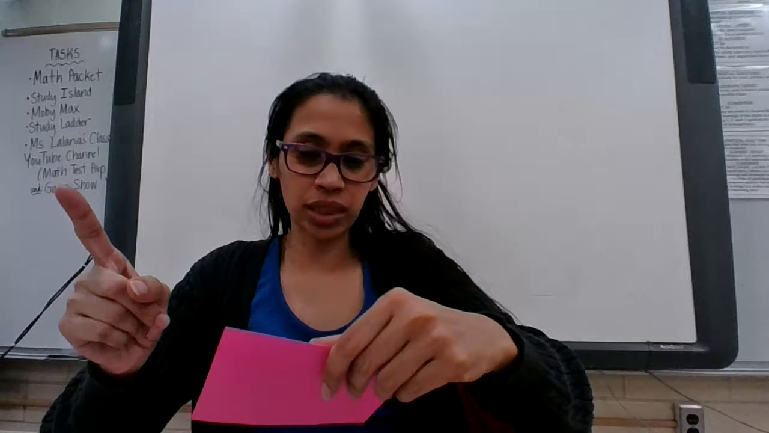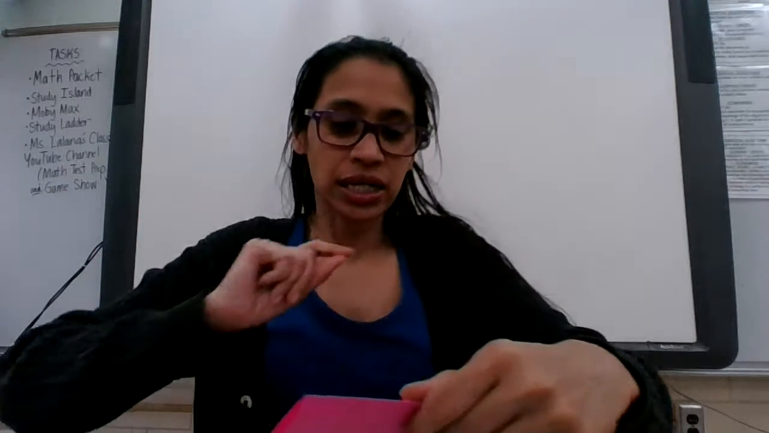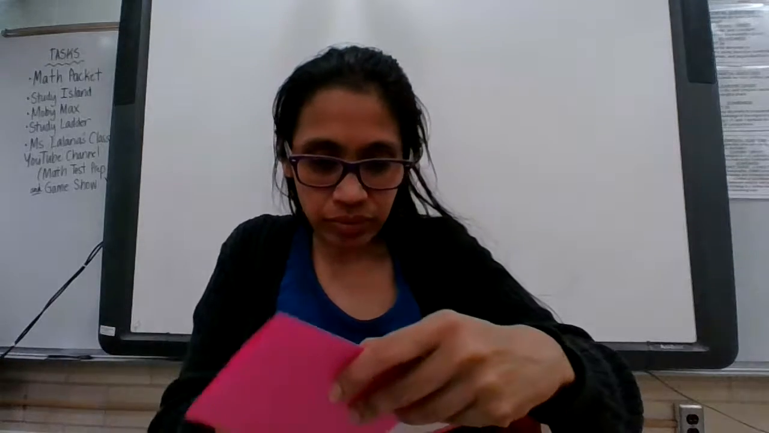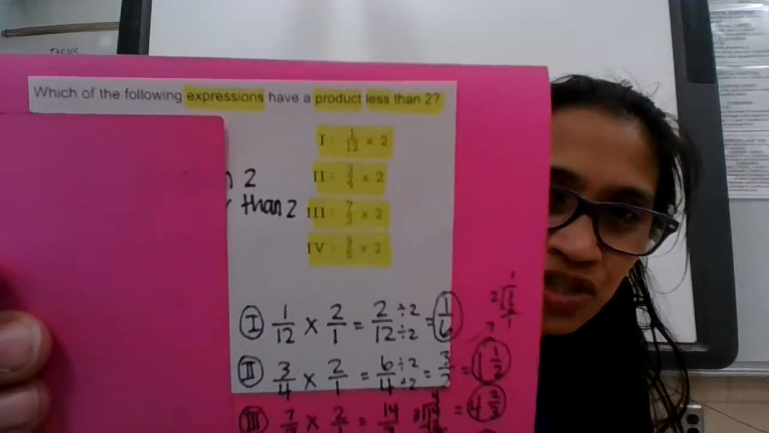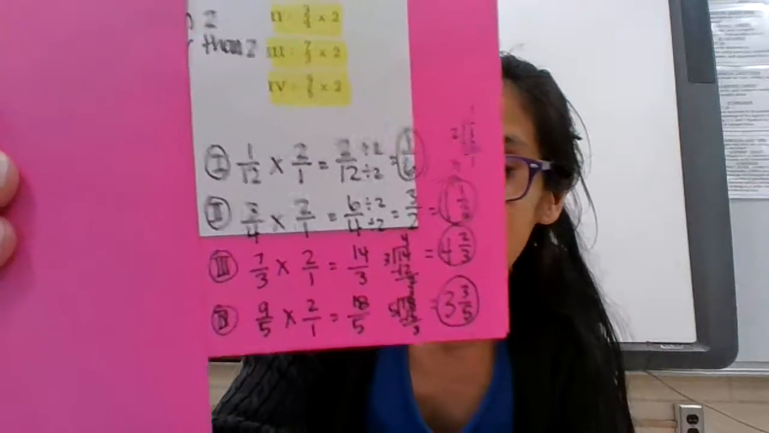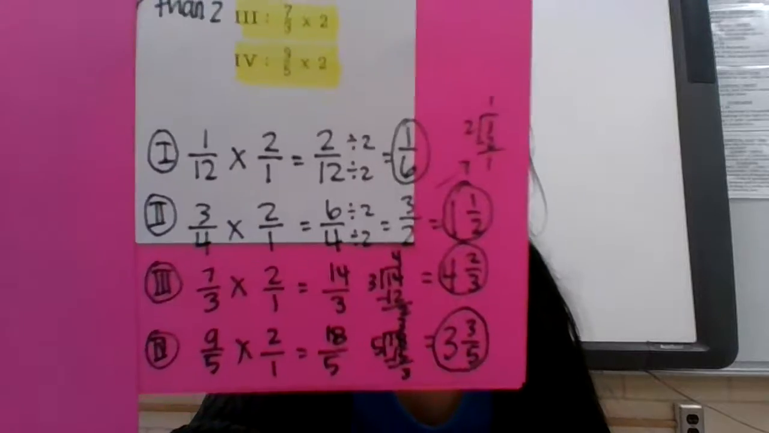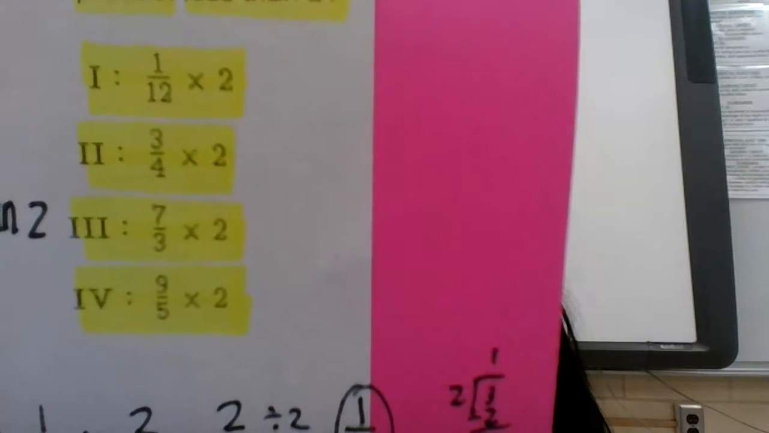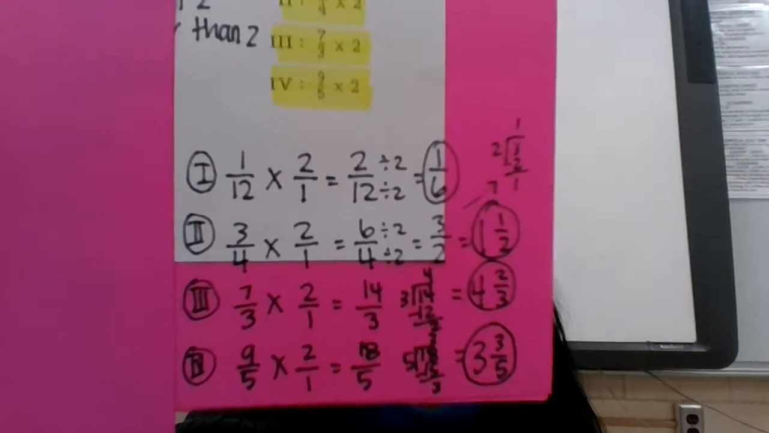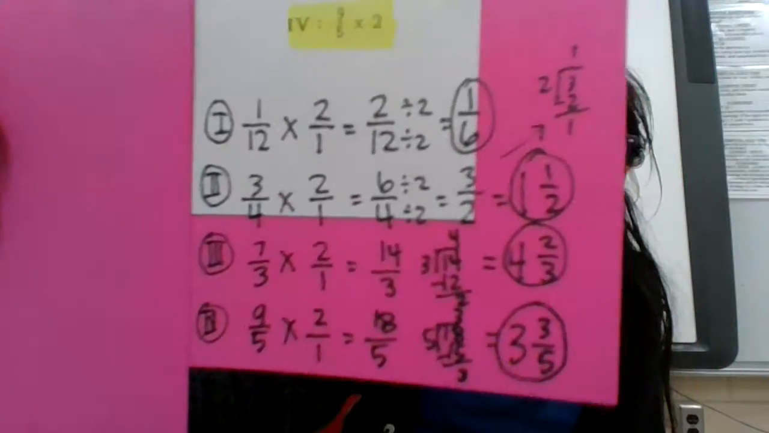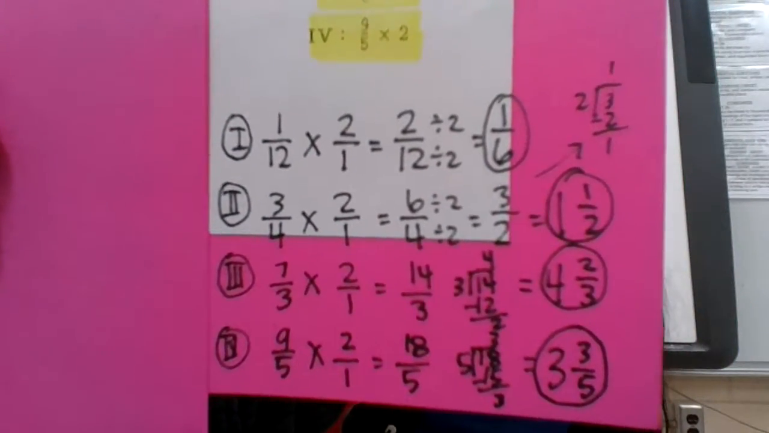So the first way is to multiply, all right? So we're just going to multiply them out. Let me see. I'm going to block this out like this. All right. You see my work right there? So the question says, which of the following expressions have a product less than 2? What I did is I multiplied each one to see if the answer was less than 2. So look at number 1. 1/12 times 2 whole. Now, for these 2 wholes, I need to make that a fraction by putting a 1 under it, okay? So on each of these, I wrote 2 over 1. So for number 1, 1/12 times 2 over 1 equals 2 over 12.